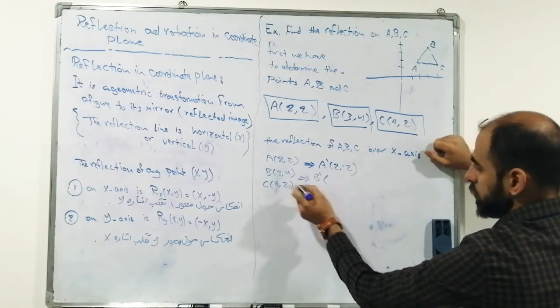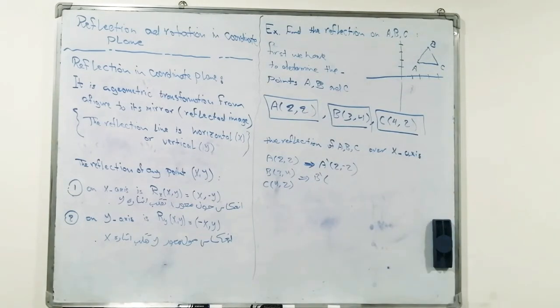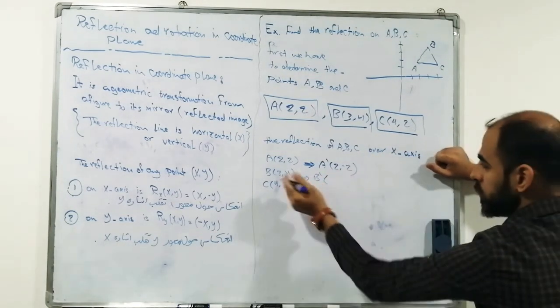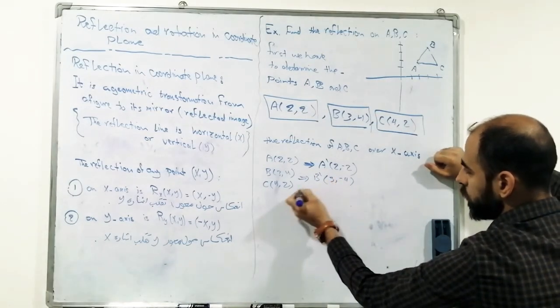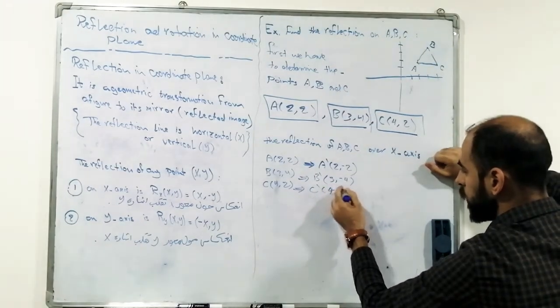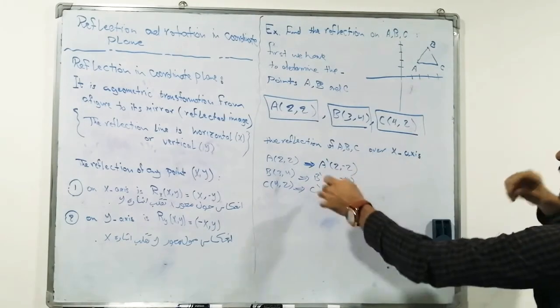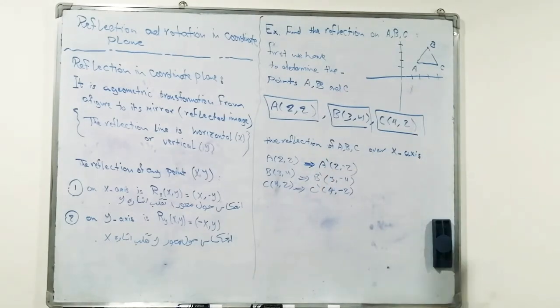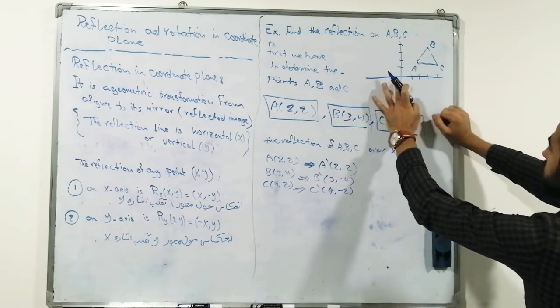Also B dash, which is the reflected point of the point B, we have to change the sign of the second part, or y. 3 minus 4. And C dash 4 minus 2. Now determine the points A dash, B dash, C dash in the coordinate plane. 2 minus 2.